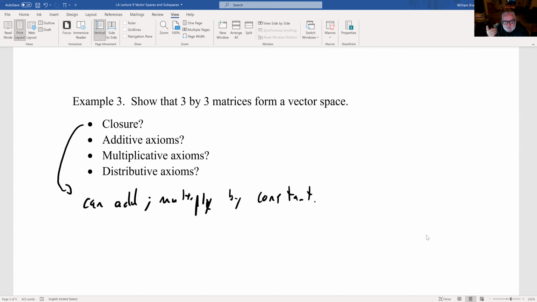Do I have a 0 matrix? Yep, it's just zeros everywhere. So that's a vector. I've got a 0 matrix. Do I have negative matrices? Yeah, just multiply all the coordinates by -1, and that will give you the inverse. Is addition associative? Yep. Is it additive? Yep. Pretty much the same.